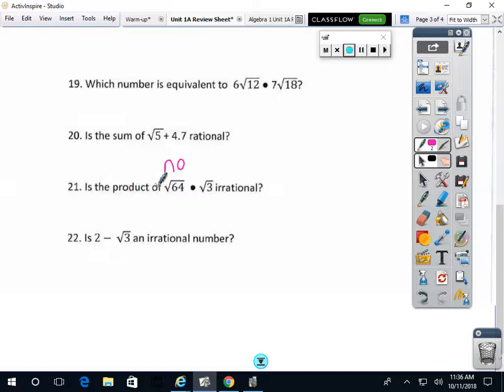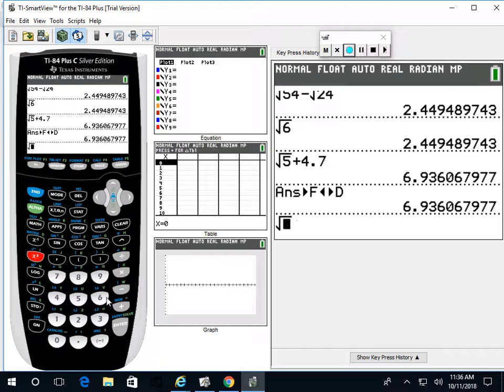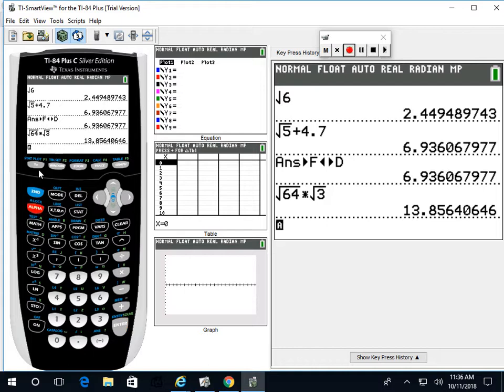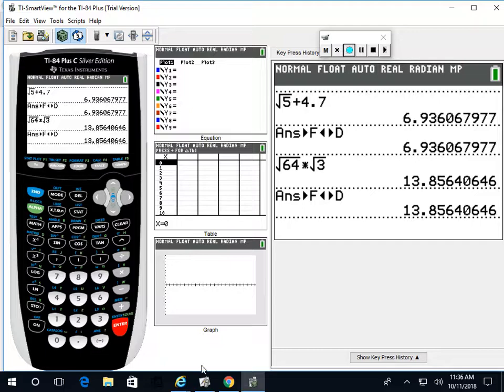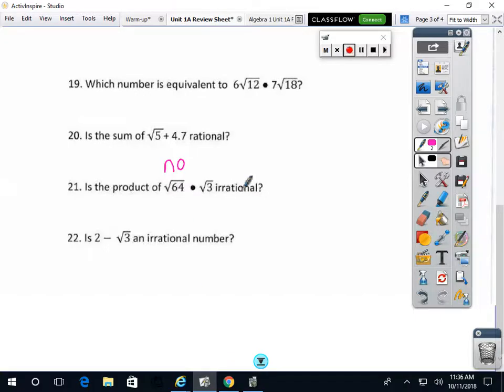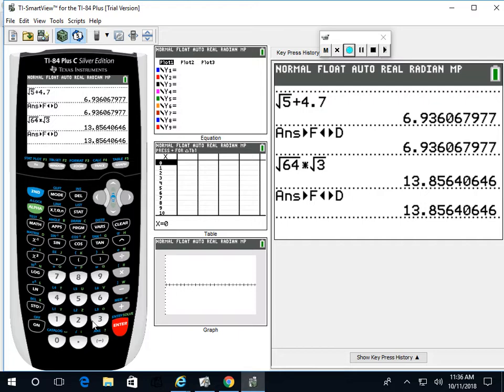Right. Now let's look at 21. It's the product, which means multiplication, of the square root of 64 times the square root of 3, irrational. So the square root of 64 times, make sure you've arrowed over before you type in the square root of 3. You get that, and then you do alpha y equals number 4. And it did not become a fraction. So is it irrational? Yes. Irrational means it won't become a fraction, and it wouldn't.